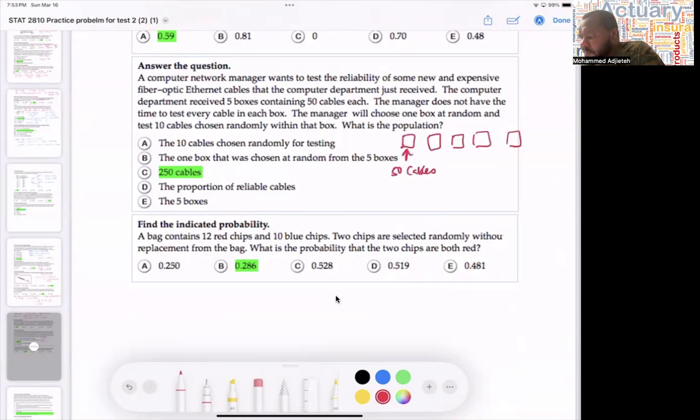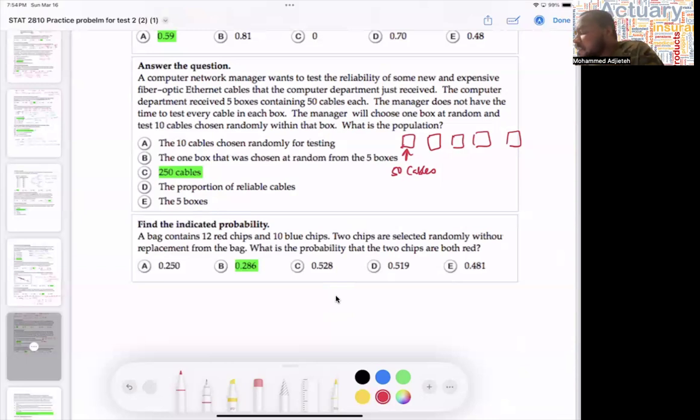Then let's proceed. The manager does not have the time to test every cable in each box. The manager will choose one box at random and then test 10 cables from within that box. The question is, what is the population? Population is the total. So the total population of the people living in your county or the people living in your city or something. So it's everybody. That is what population means.